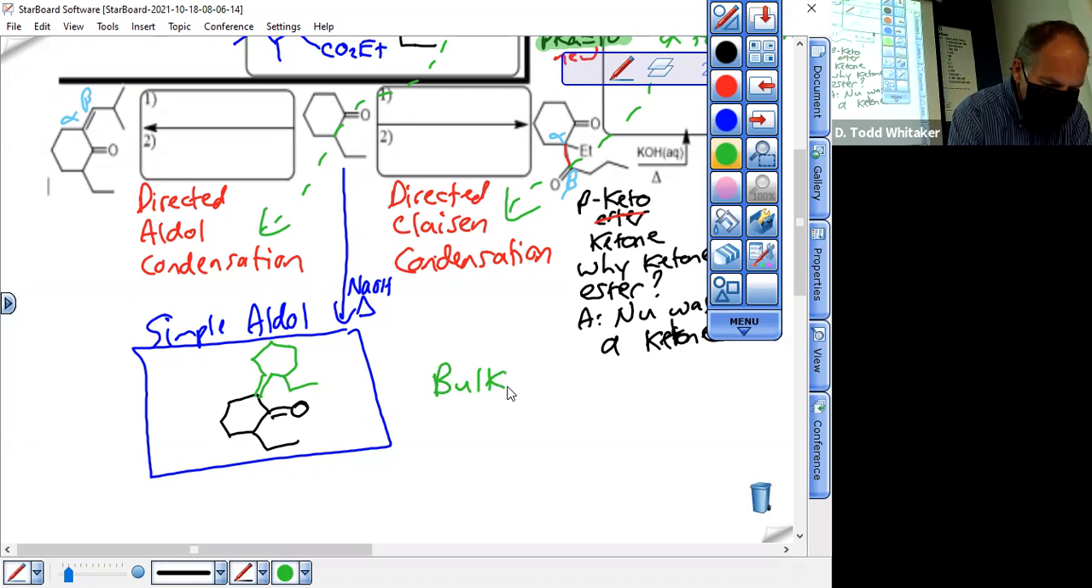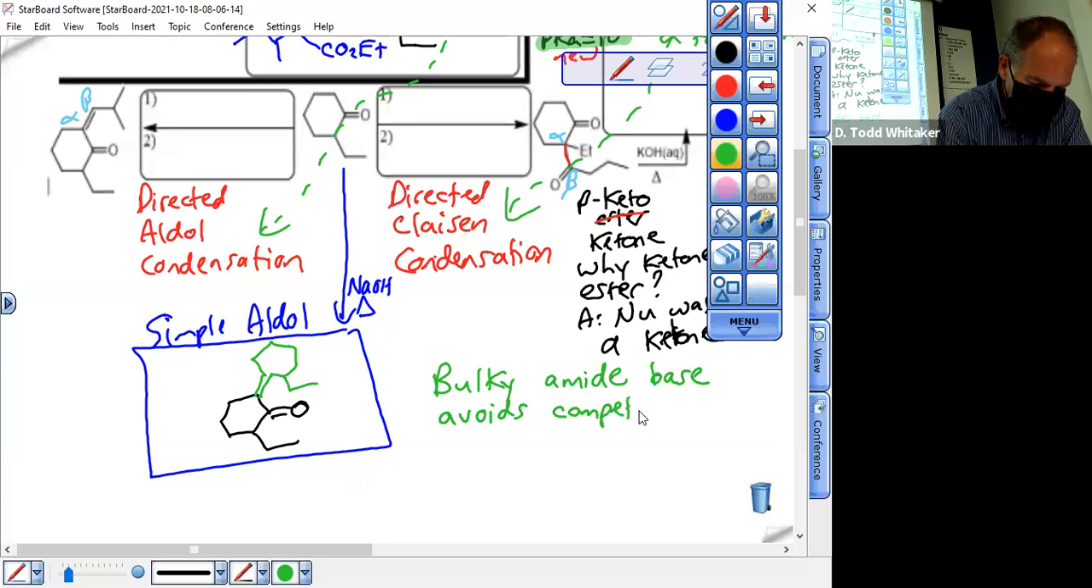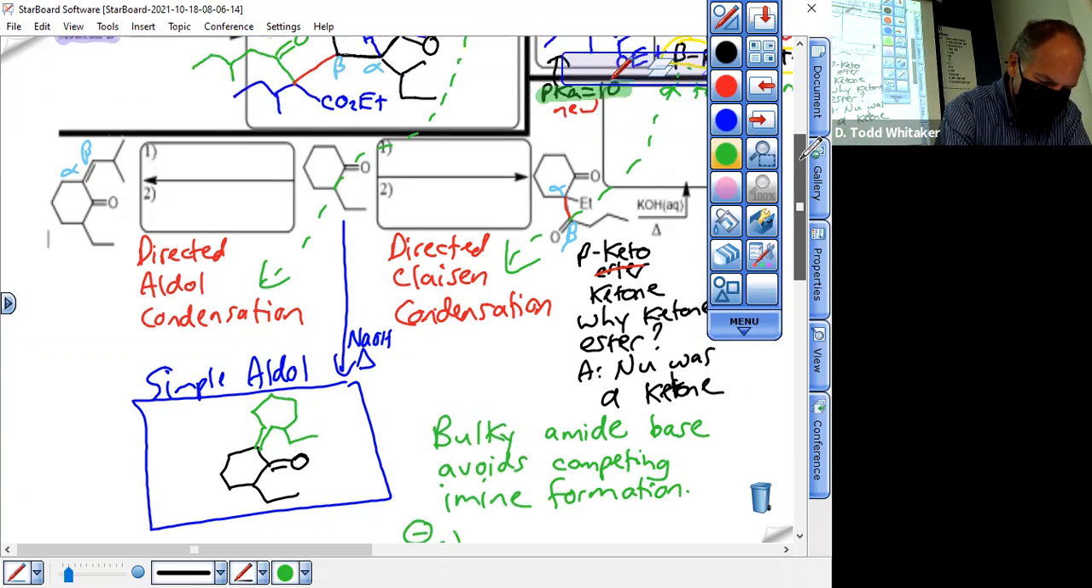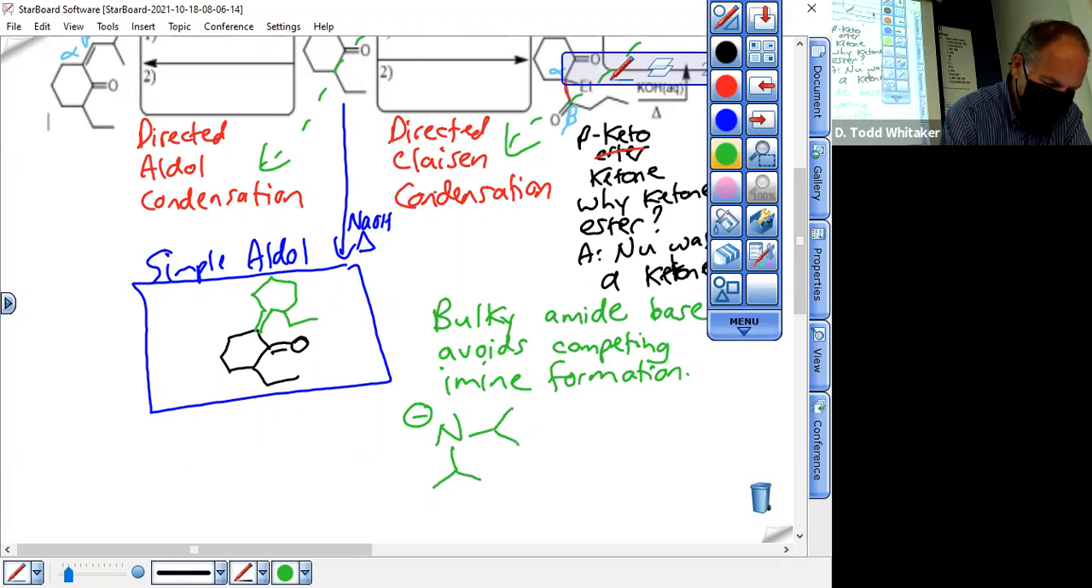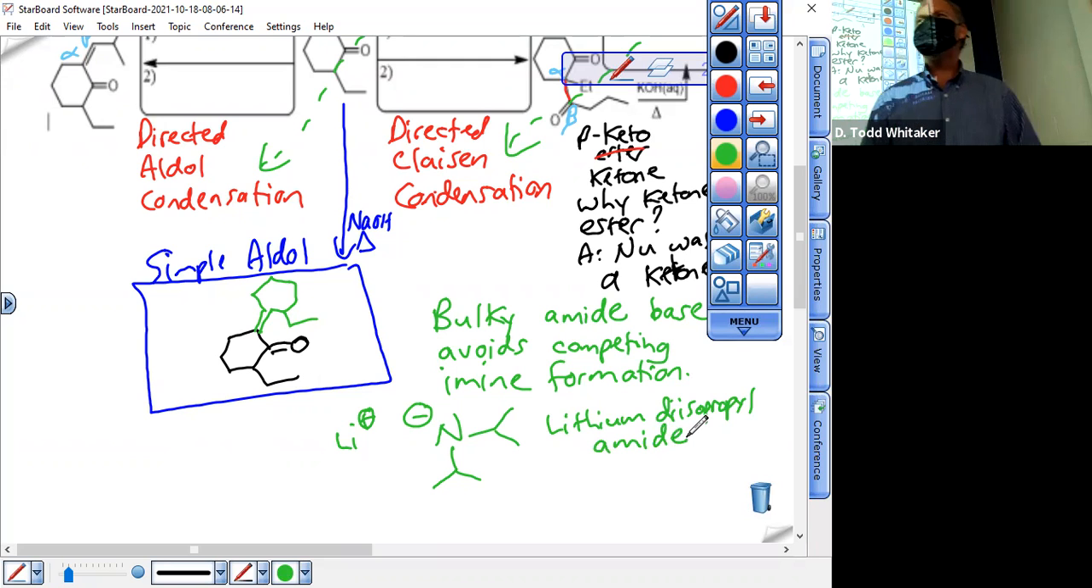Bulky. Careful of the spelling of this. You might think it's the functional group amide. It's not. Base avoids competing imine formation. N minus with two moderately bulky isopropyl groups and a lithium cation spectator. Lithium diisopropyl. And here it is. It is not what you learned to be an amide before, so don't say it that way. Lithium diisopropyl amide. I know.